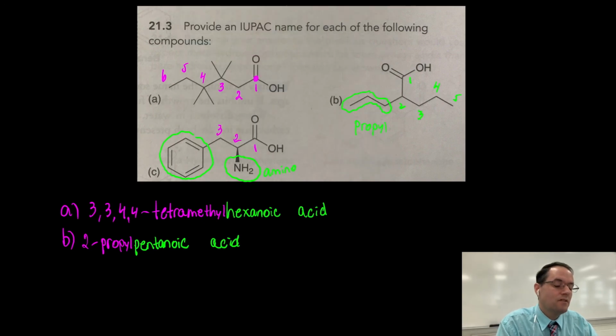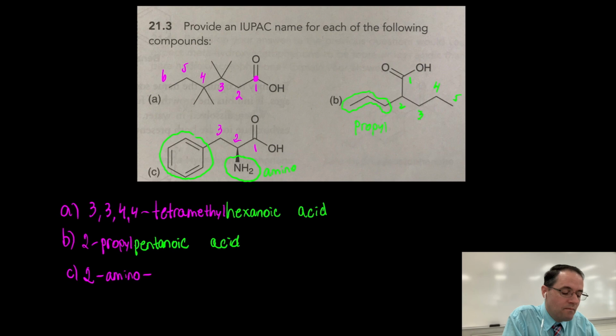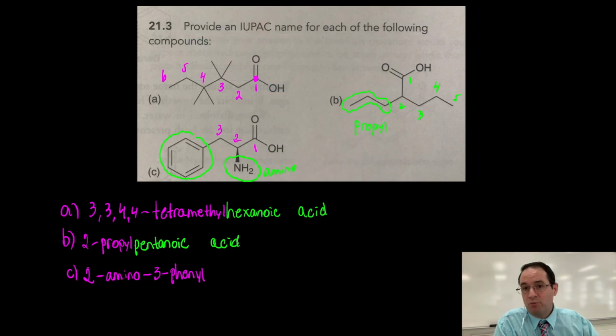So the name of this complicated looking guy would be, we want to abbreviate it, right? So phenyl and amino. Amino is going to come first. So we have 2-amino. Okay? And we have 3-phenyl. And then we want to add propanoic acid to the name.